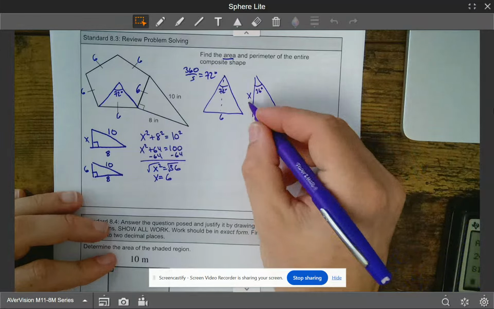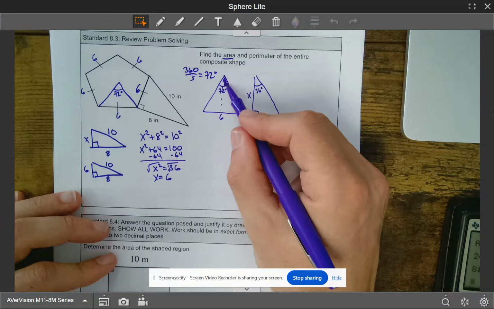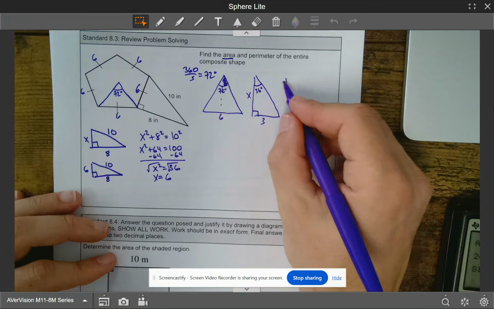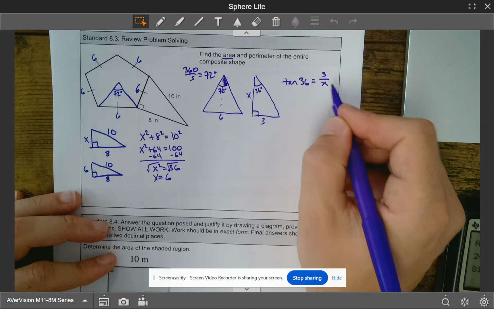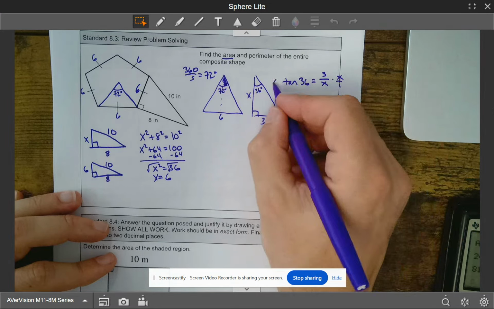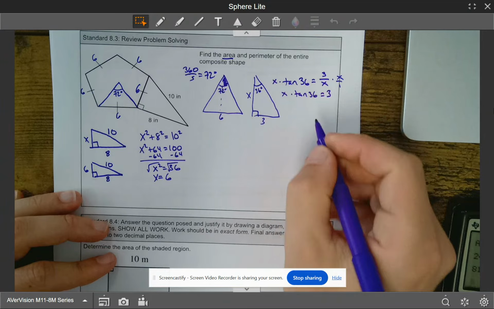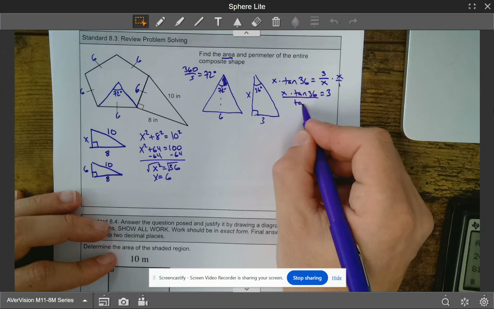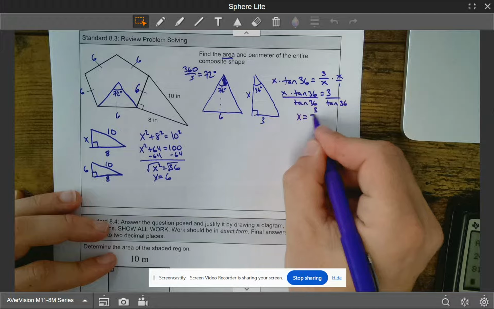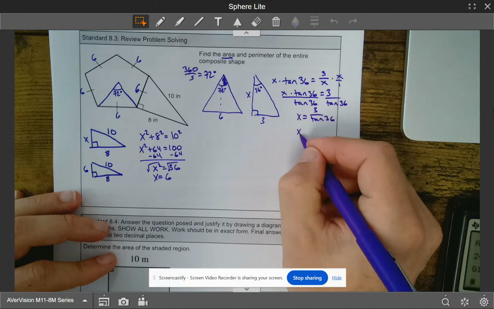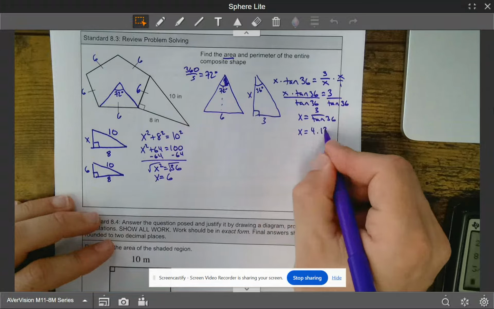So I see opposite and adjacent to this 36-degree angle. Why 36? Because it's half of 72. Remember, we're only taking that half. So then we're going to use tangent, opposite and adjacent. Tangent of 36 equals opposite 3 over adjacent x. Multiply by x because it's on the bottom. So x times tangent of 36 equals 3. Get x by itself. Undo times tan of 36 by dividing by tan of 36. So x equals 3 divided by tan of 36, which is 4.13.